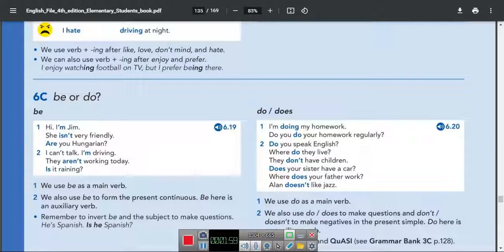So, lesson 6C, be or do. Let's listen to the sentences.